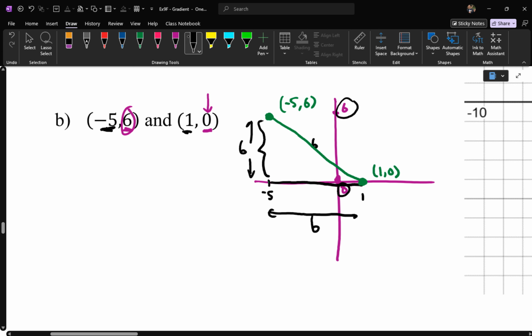So let's put it together. Gradient is equal to rise, which is 6. Oh, sorry, actually went down by 6. From left to right, it goes down. So down by 6 and then across by 6. So negative 6 divided by 6 is negative 1.